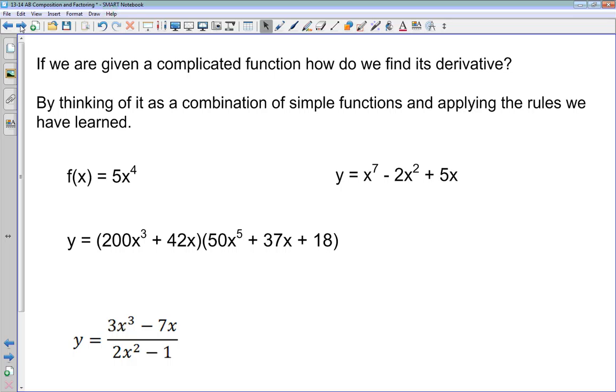So when we were looking at a function like f of x equals 5x to the power of 4, we said, oh, you can use the power rule to do the x to the power of 4, and then you can think of this as x to the power of 4 times a constant, and then you can use that constant rule. If we had something like y equals x to the 7 minus 2x squared plus 5x, well, we knew we could do the derivatives of each one of these terms separately, and then combine them together using the addition and the subtraction rule.